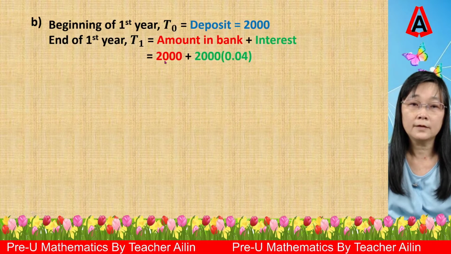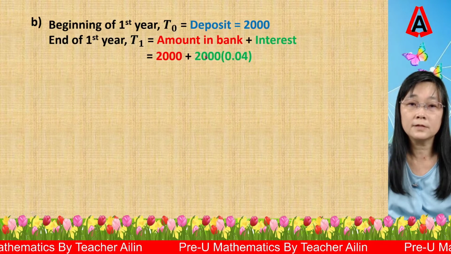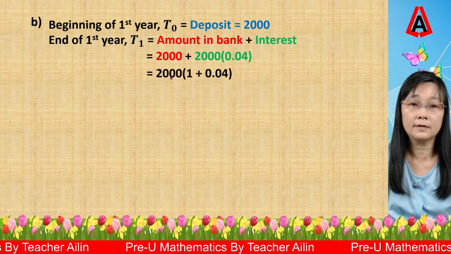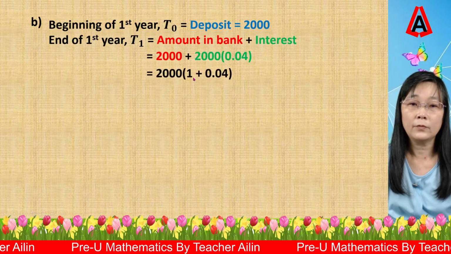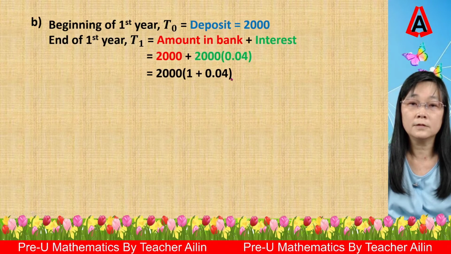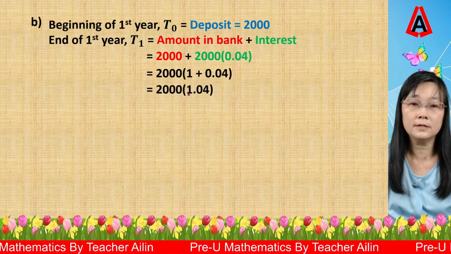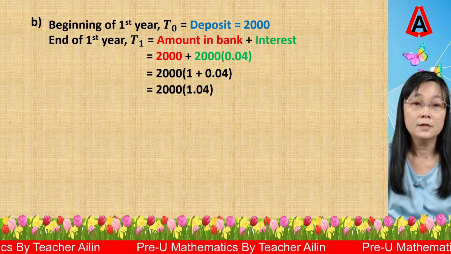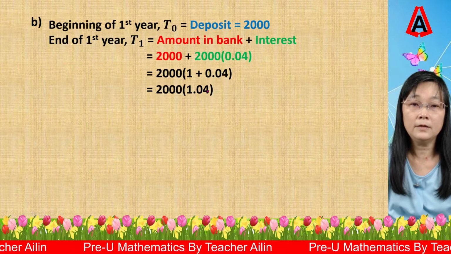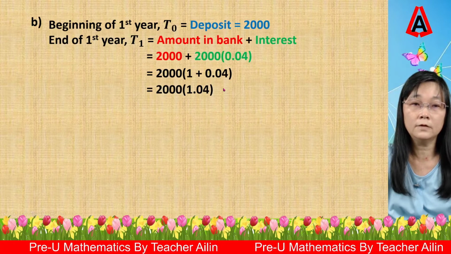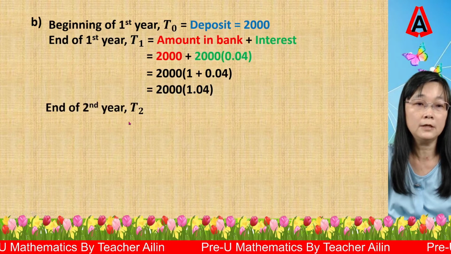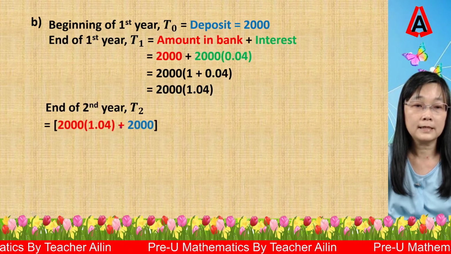Interest is 4% based on the 2,000 here. So now we factorize the 2,000 because this 2,000 is the same money. So we factorize. Now this one is 1 plus 0.04. We get 2,000 times 1.04. So this amount of money will be carried forward to the beginning of the second year.